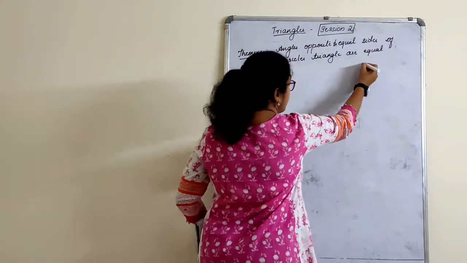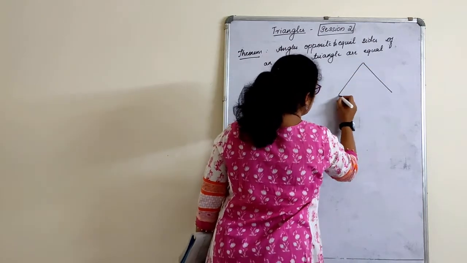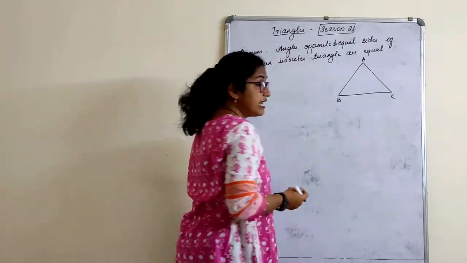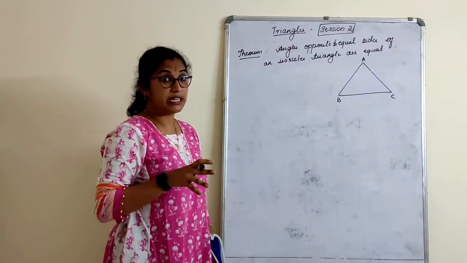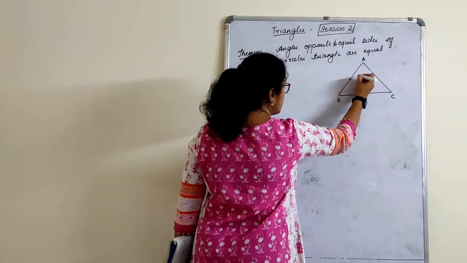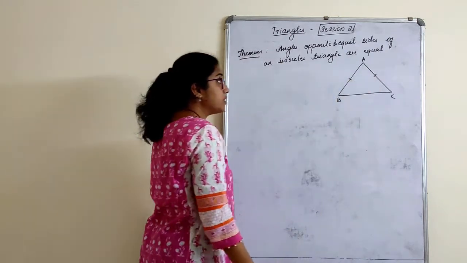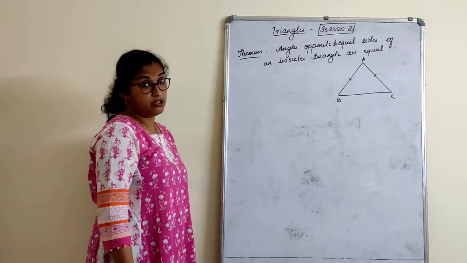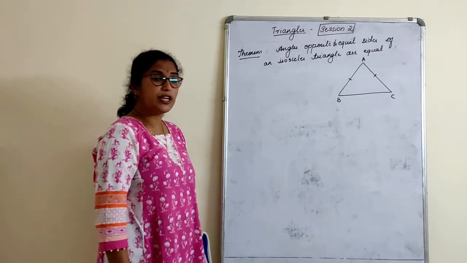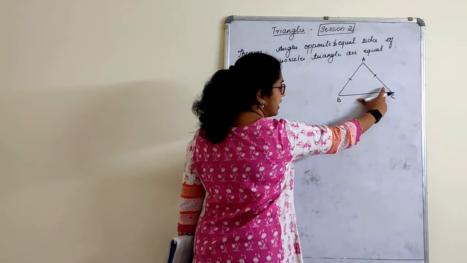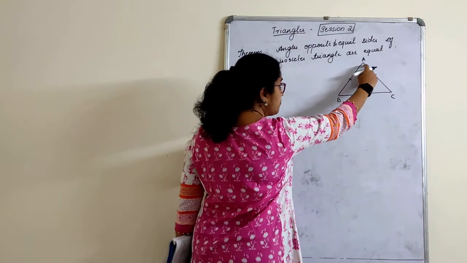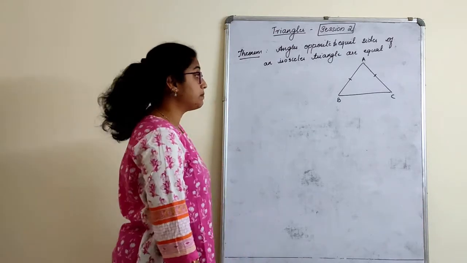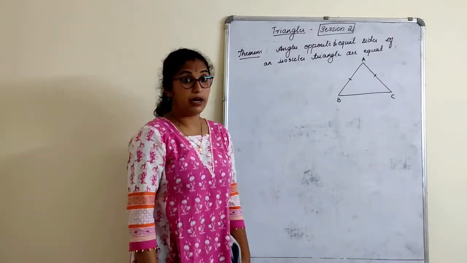That means we have a triangle given which is an isosceles triangle. If it is an isosceles triangle, that means any two sides are equal. Let us consider that side AB is equal to AC. Angles opposite to equal sides of an isosceles triangle are equal. If this is a side, the angle opposite to this is angle C. For AC, the opposite angle is angle B. That means we need to prove angle B is equal to angle C.